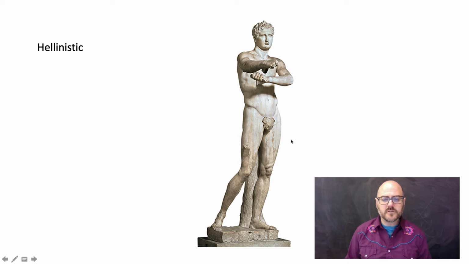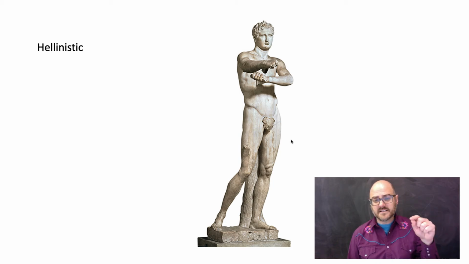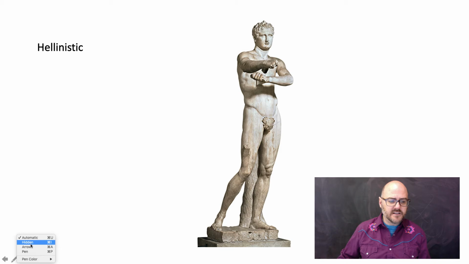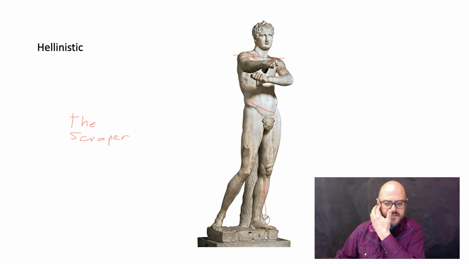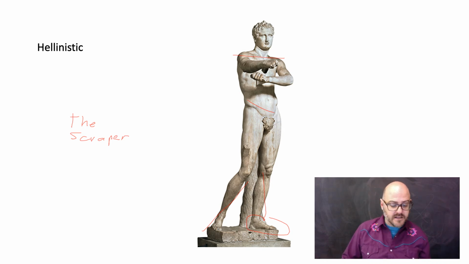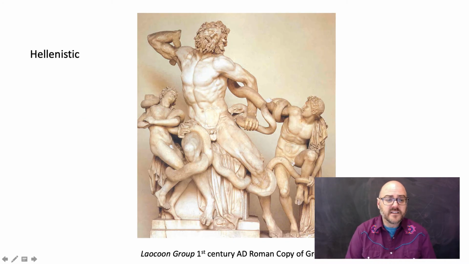One vocabulary word that we've talked about before is contrapposto. So contrapposto means a relaxed hip, and we can see it here in this sculpture, which is known as the scraper. And you can see the contrapposto here, the relaxed hip, and the weight on one foot and the other leg is relaxed. Remember, we call that contrapposto. This is Hellenistic sculpture.